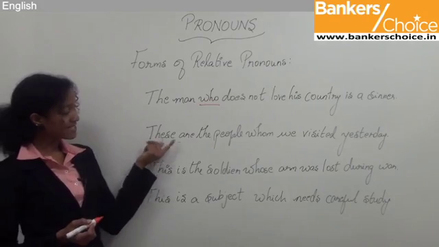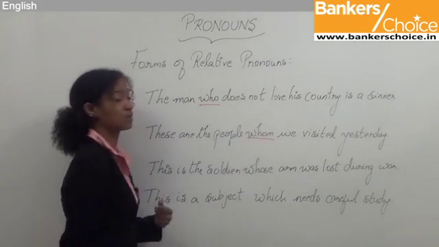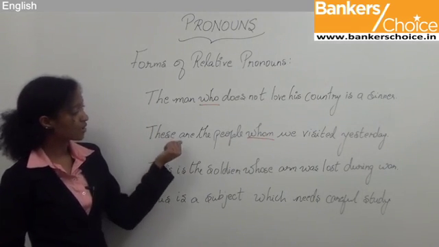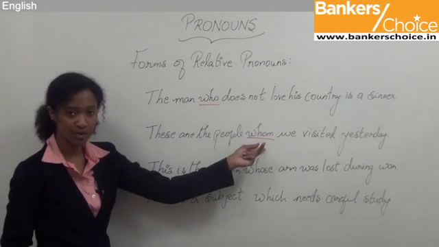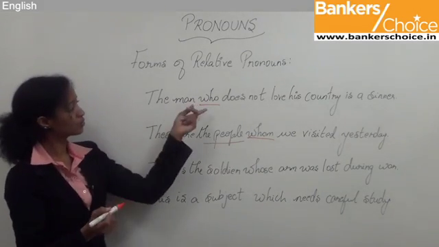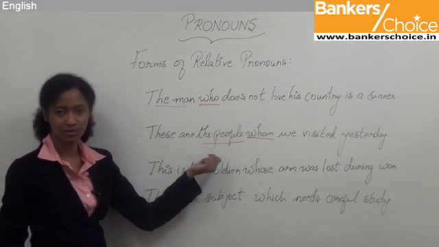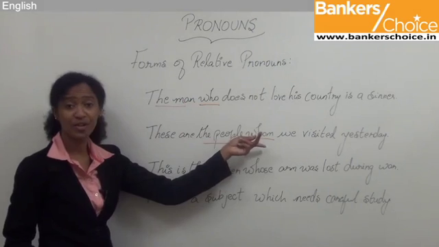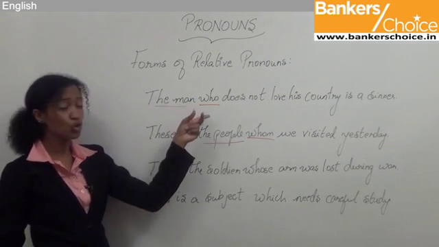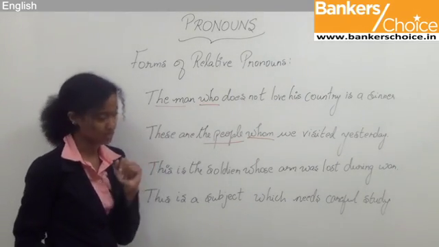The second one: these are the people whom we visited yesterday. Now whom is a pronoun used in the object case. These are the people, so whom is a pronoun replacing the people. Here who replaces the man, whom replaces the people, object case. So whom is used in the object case for a person, and who is used for a person in the subject or nominative case.